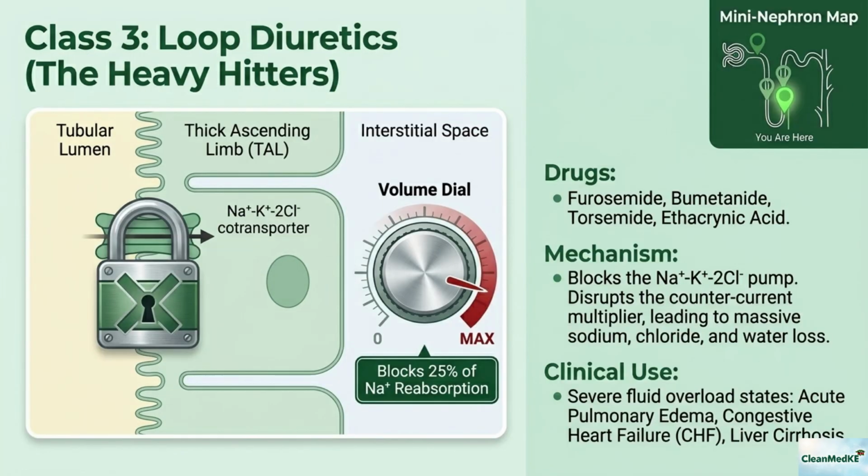Now for the heavy hitters, the loop diuretics. These include furosemide, bumetanide, and torsemide. They block the sodium-potassium 2-chloride cotransporter in the thick ascending limb. By turning down this volume dial, they block 25% of sodium reabsorption, leading to massive loss of sodium, chloride, and water. These are your go-to drugs for severe fluid overload states like acute pulmonary edema, congestive heart failure, and liver cirrhosis.